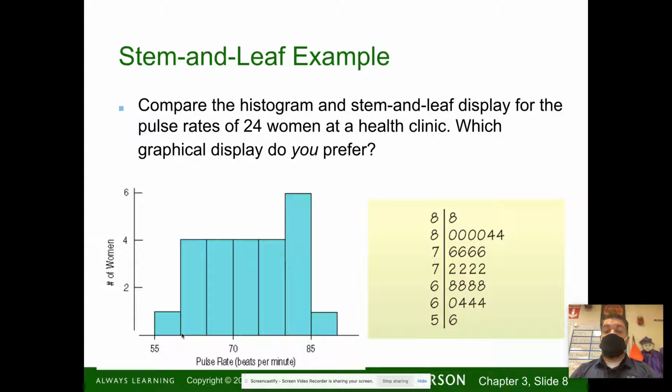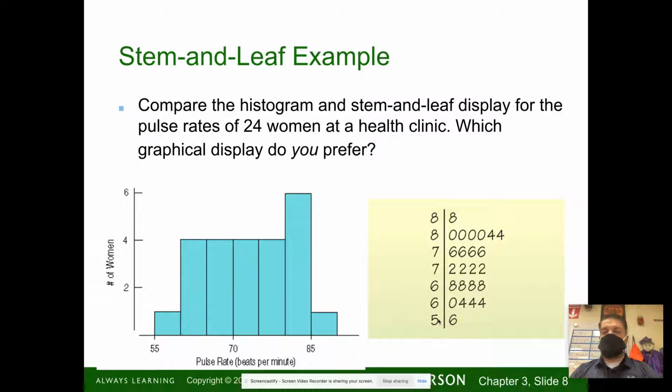But if I look at my stem and leaf plot, I have 56. And then my next number is 60. So what this is in the front here, these are like the tens place, and these are the ones place. And it tells me the data. So in other words, I have a 56, I have a 60, and I forgot to read what it was, but this is a display of pulse rates of 24 women in the clinic. And this is the histogram of that.